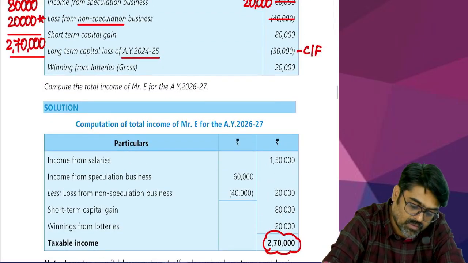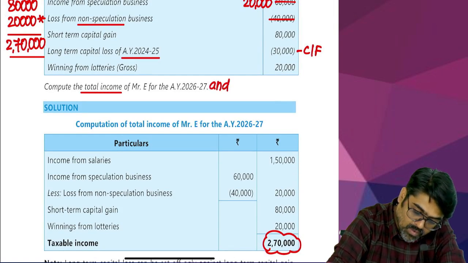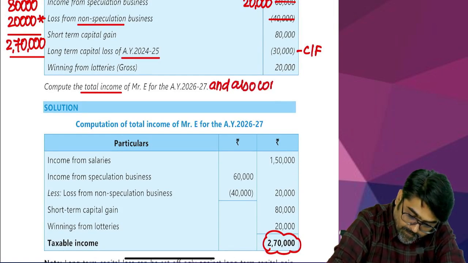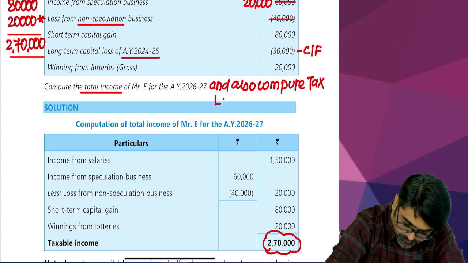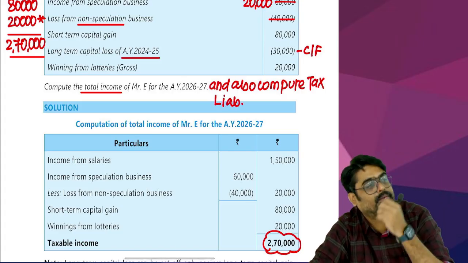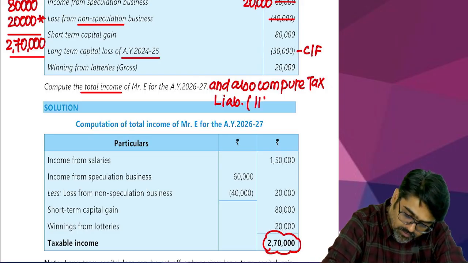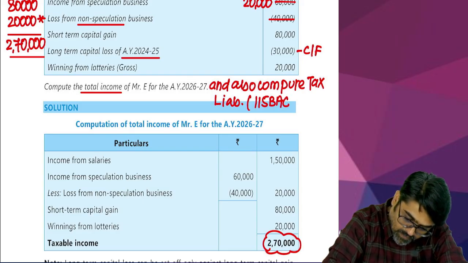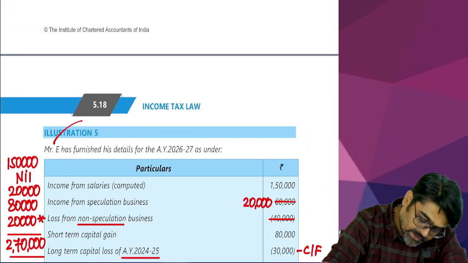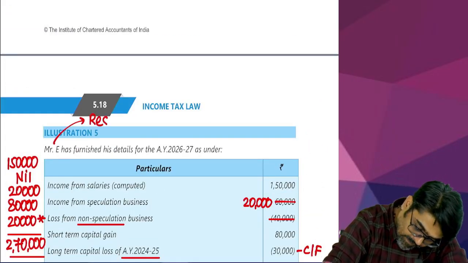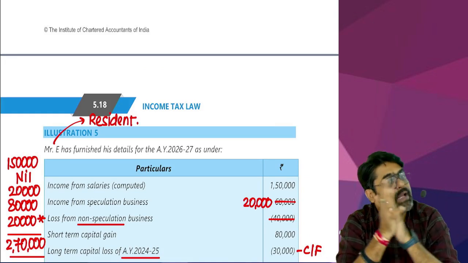Now, in that question, write down what they have given. Compute total income, and also compute tax liability, assuming that the assessee is following 115BAC and this Mr. E is a resident. Calculate the tax liability. Come on.